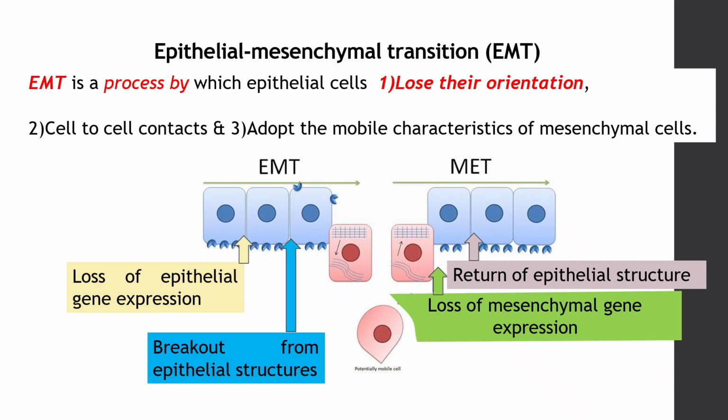In addition to that, we can also have the opposite, the MET, which is mesenchymal epithelial transition, where the mesenchymal cells change their gene expression, lose the gene expression of a mesenchymal cell, and return to the epithelial state. They start developing all these junctions, and they go and attach in the correct places. So two types of transitions: epithelial mesenchymal and mesenchymal epithelial transition.